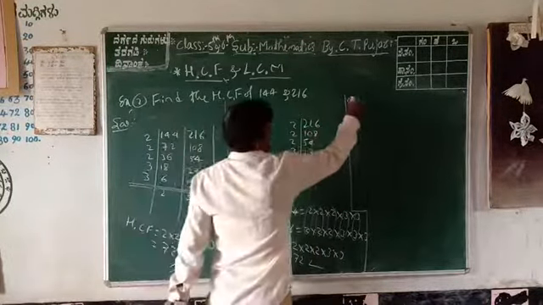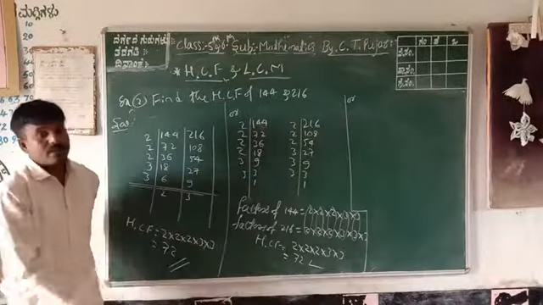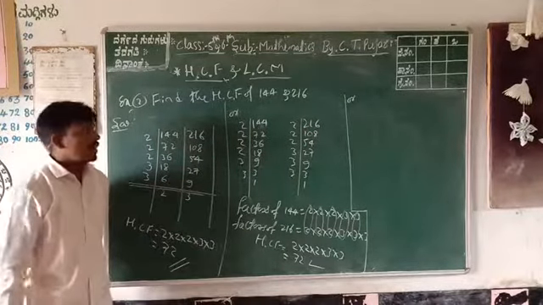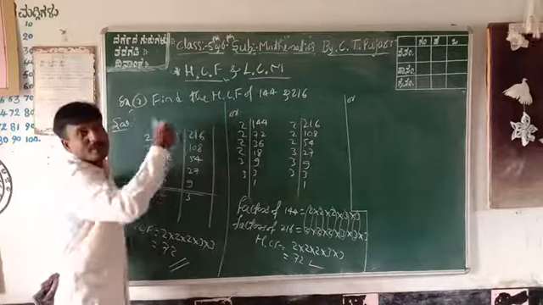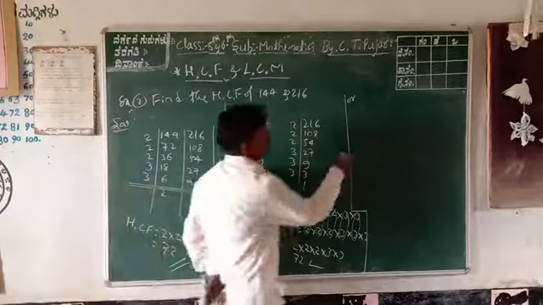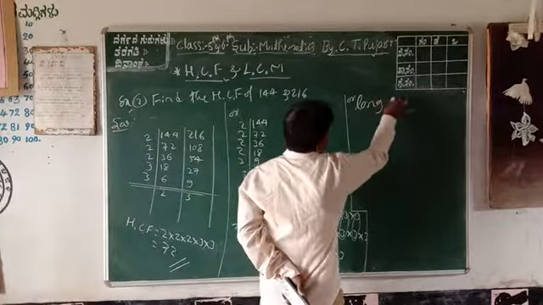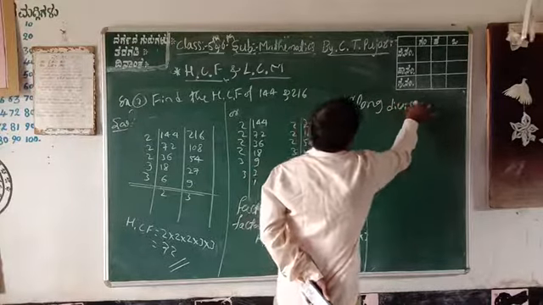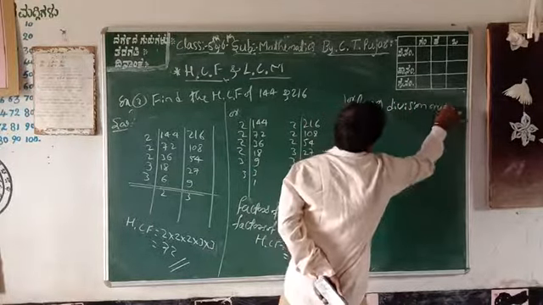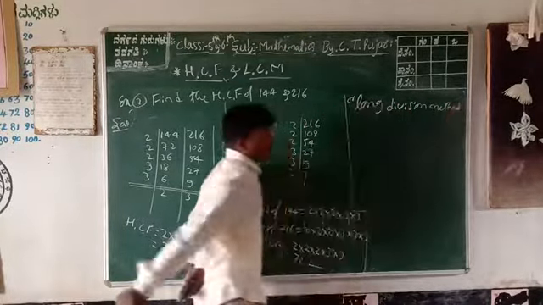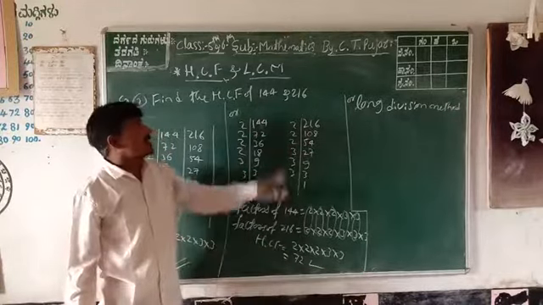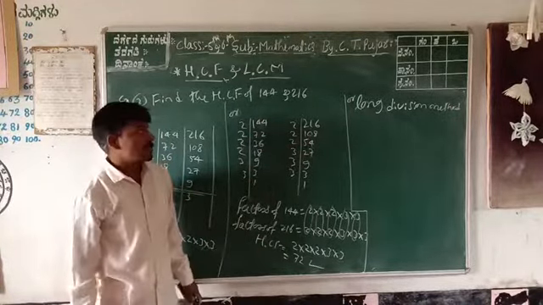Otherwise, another method is the long division method. Find the HCF by the long division method. What is the long division method? Find the HCF of the given two numbers by the long division method.